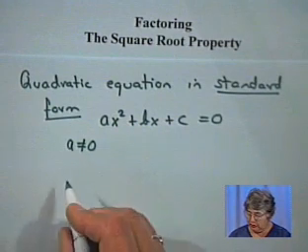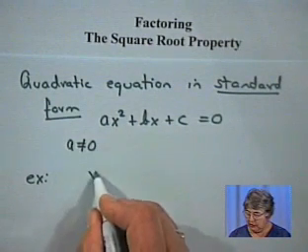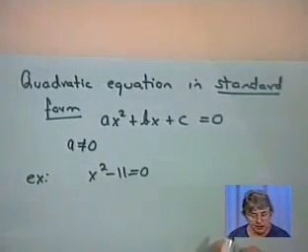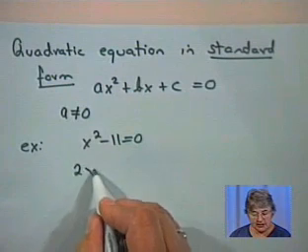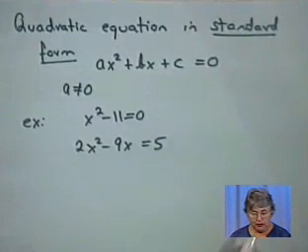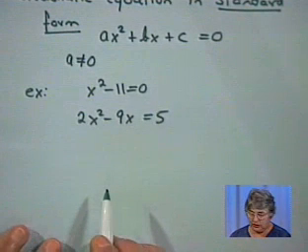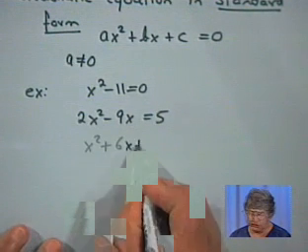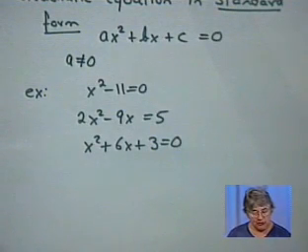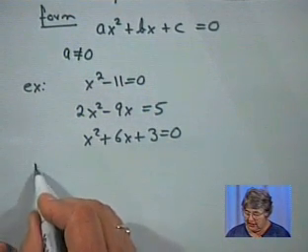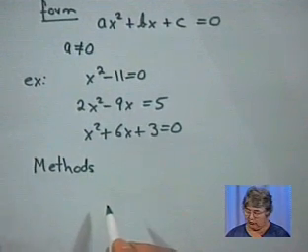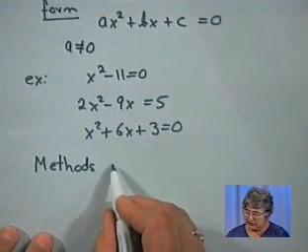So, for example, we may have equations such as 2x squared minus 9x equals 5. This one would not be in standard form, but it is a quadratic equation. There are various techniques for solving the quadratic equations. And so let's first of all list the different methods that we can use for solving these equations, and then we'll look at particularly two of these methods.